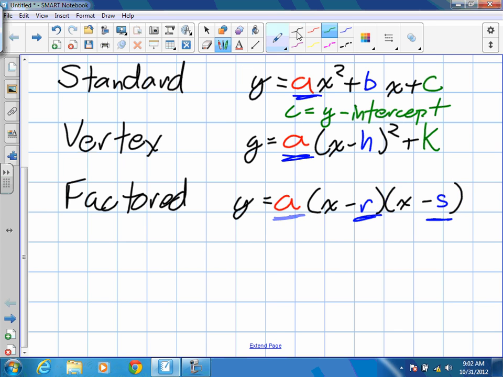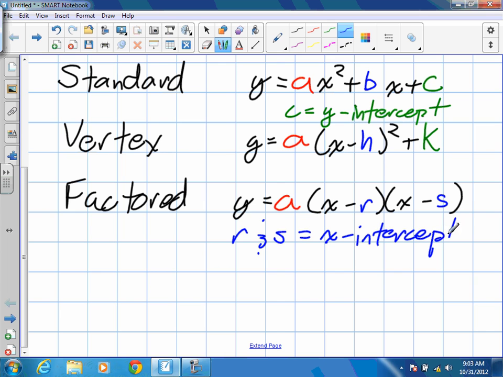Okay? So we'll write that down. R and S equal X-intercepts, for the most part. Things can change, but that's the idea, intercepts. It depends if there's a value in front of x. If there's a value in front of x, then it's not technically R and S, but we'll get to that.